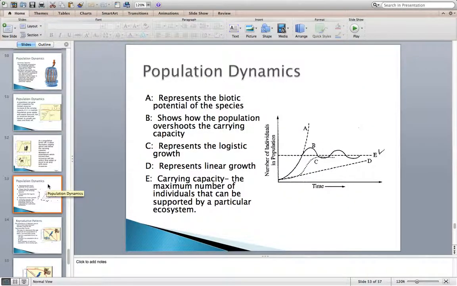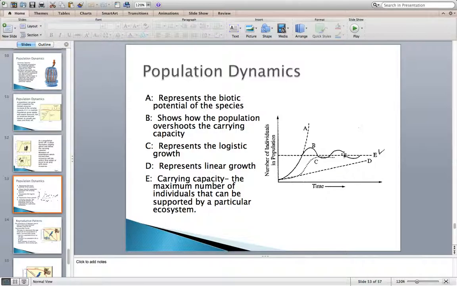So now let's talk about some terms that we need to know. So when we look at the graphic here, the A right here represents the biotic potential of the species. B represents the overshoot, and shows how the population overshoots the carrying capacity. So you can see here and here. C right here represents logistic growth. D represents linear growth. And this line right here, E, represents the carrying capacity, or the maximum number of individuals that can be supported by a particular ecosystem.